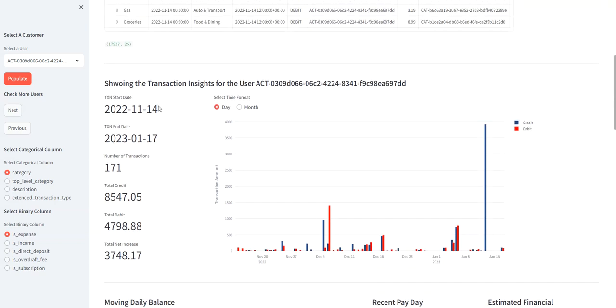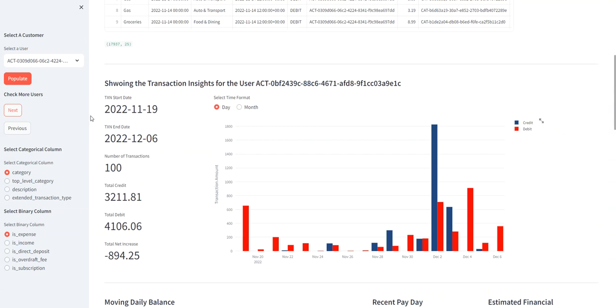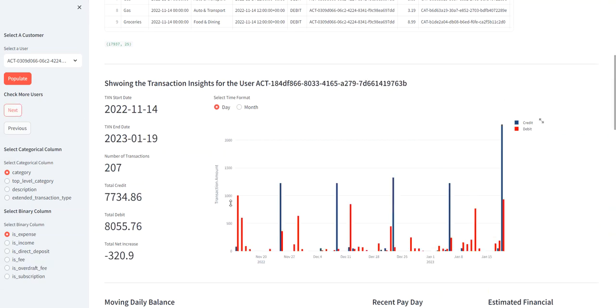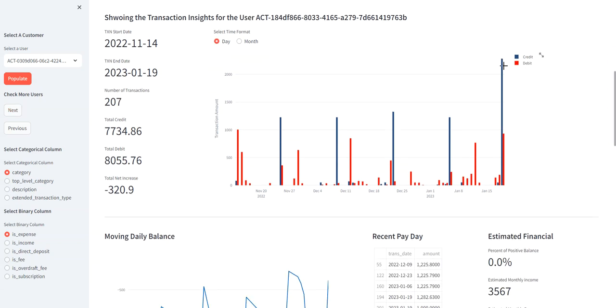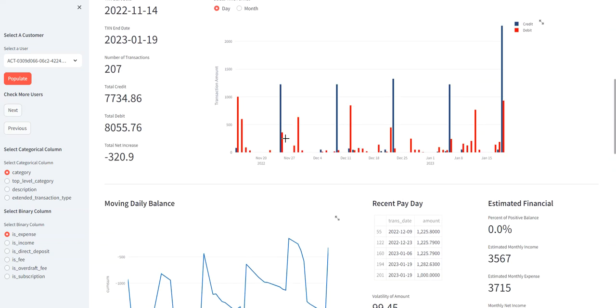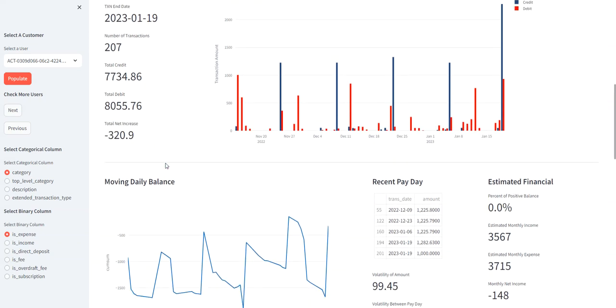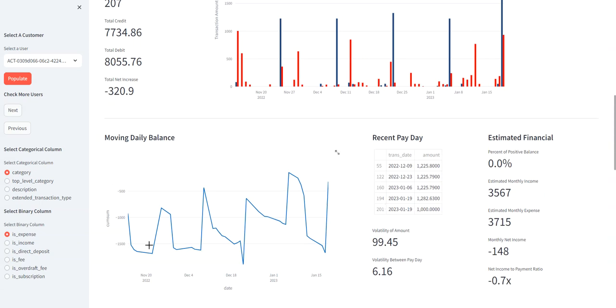We're showing different persons, with their past 90 days of transactions, and we calculate their number of transactions. You can see their total credit, which means their total income, versus their total expense. Like in this person's example, although he reports a high monthly income, he also spends lots of money. So in net, his total balance is actually negative, right? You can see the moving daily balance for this person is actually negative.